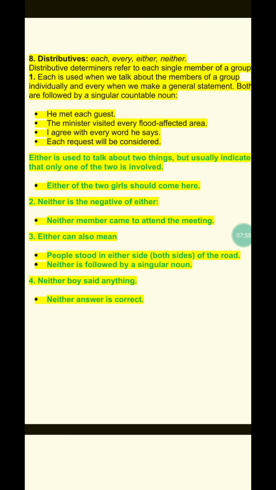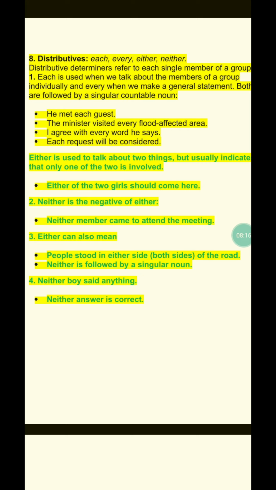Now when we talk about either, neither, the use. Either is used to talk about 2 things but usually indicates that only one of the 2 is involved. For example, either of the 2 girls should come here. Neither is the negative of either. Neither member came to attend the meeting.